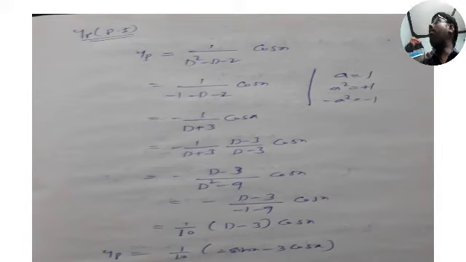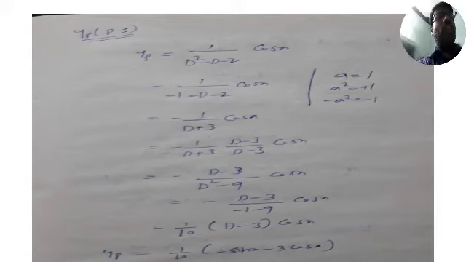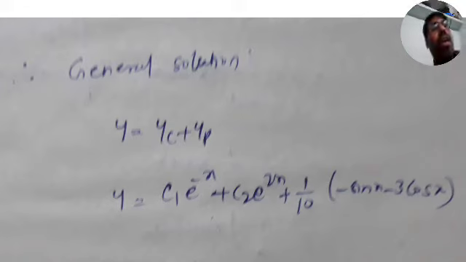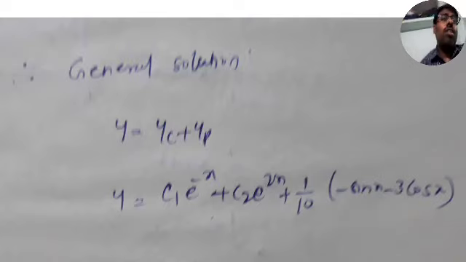So we got yp. Now what we have to do is, the general solution is y is equal to yc plus yp. So yc plus yp is c1 into e power of minus x plus c2 into e power of 2x plus 1 by 10 of minus sin x minus 3 cos x. So we got yc and yp, that is yc plus yp is the general solution of the given differential equation.